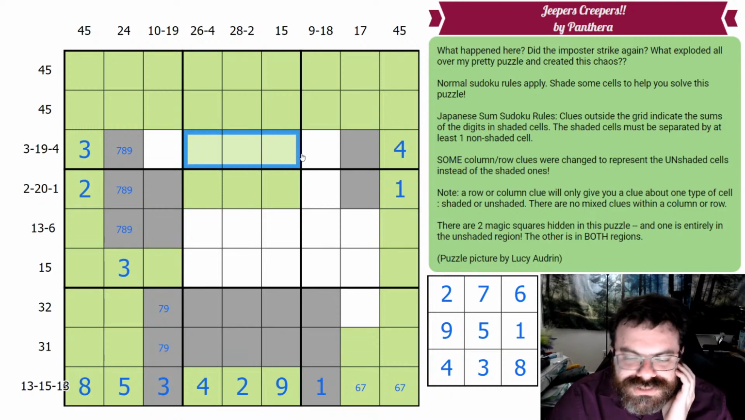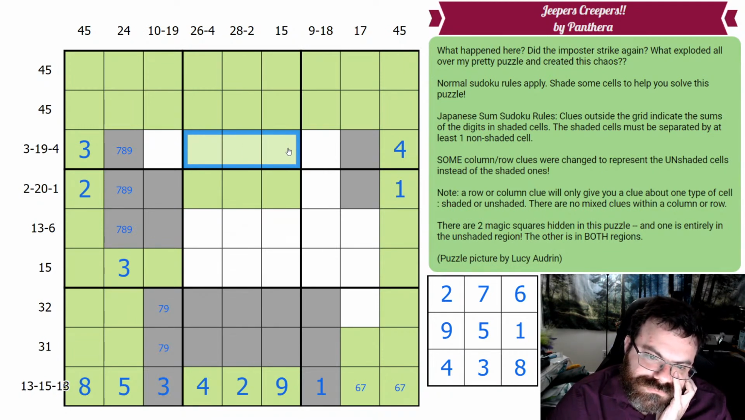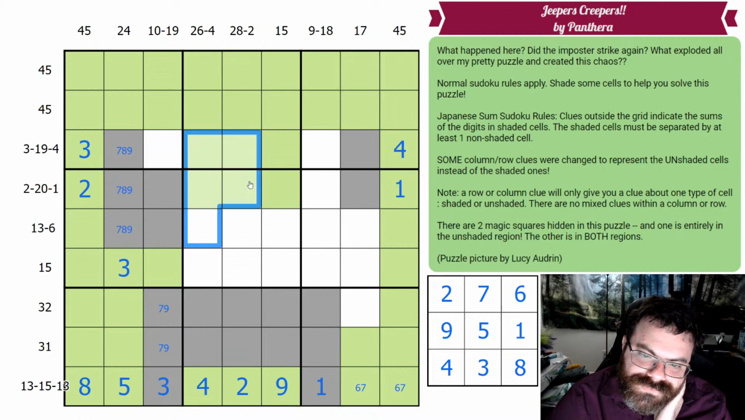Yeah, so the magic square can't be here. That makes sense. Because that would make these add to 15. We'd have 4 left over. We can't do a singular 4 and we can't do a 1, 3. So these 3 can't be by themselves, can't be part of a magic square. So we can't do this, can't do this, we can't do this.